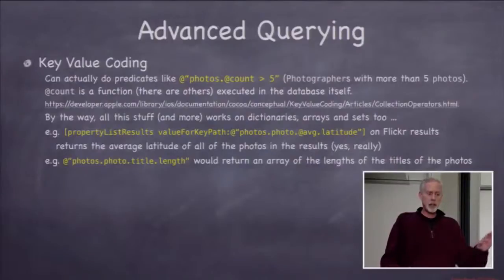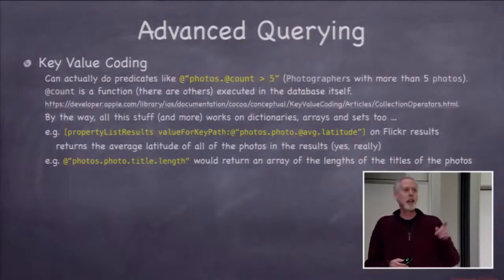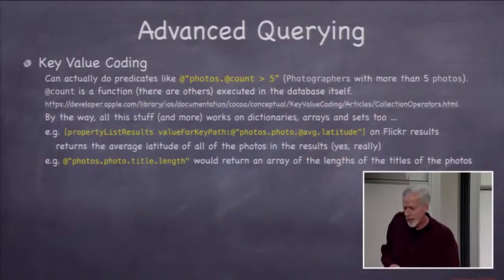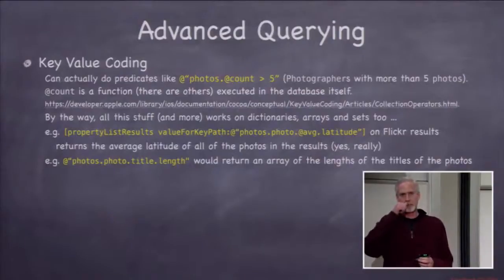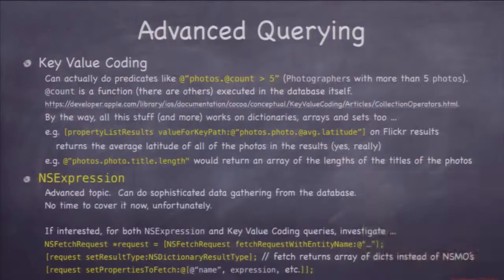So go back to the Shutterbug and try doing property list results, value for key path, photos.photo.@avg.latitude. Anyone hazard what that returns? It might be like the average latitude of all the photos. Correct. It returns the average latitude of all the photos. So that's something for you to have fun with. You can build even more complicated expressions, and there's a mechanism to query into the database and not get back an array of NSManagedObjects, but to actually get data that's been calculated from what's in there.